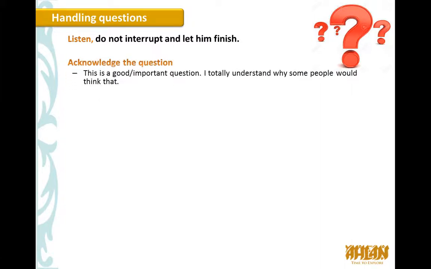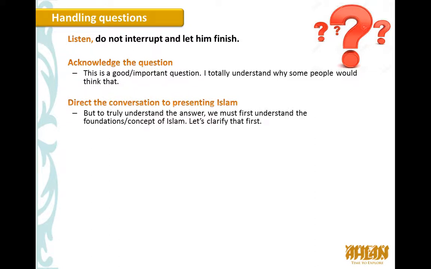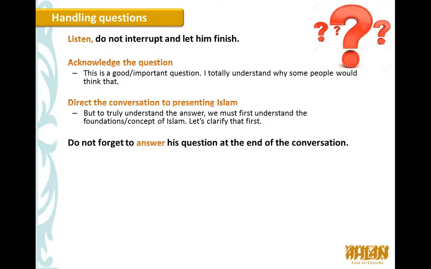This is a very good question. I understand why you think that. I understand why some people would think that. But remember, direct the conversation to presenting Islam. To truly understand the answer, we must first understand the concept of Islam or the foundations of Islam. Answer this question at the end of the conversation.